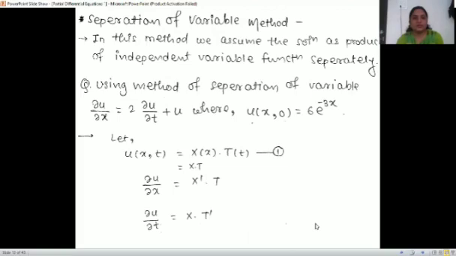The next method is separation of variables. So what is that method? This also we have studied. So what we have to do is, if a partial differential equation is given to you, then we have to write the solution, the dependent variable, as u is equal to X into T. What are x and t? The independent variables. So here the independent variables are x and t. Capital X is a function of x only and capital T is a function of t only.